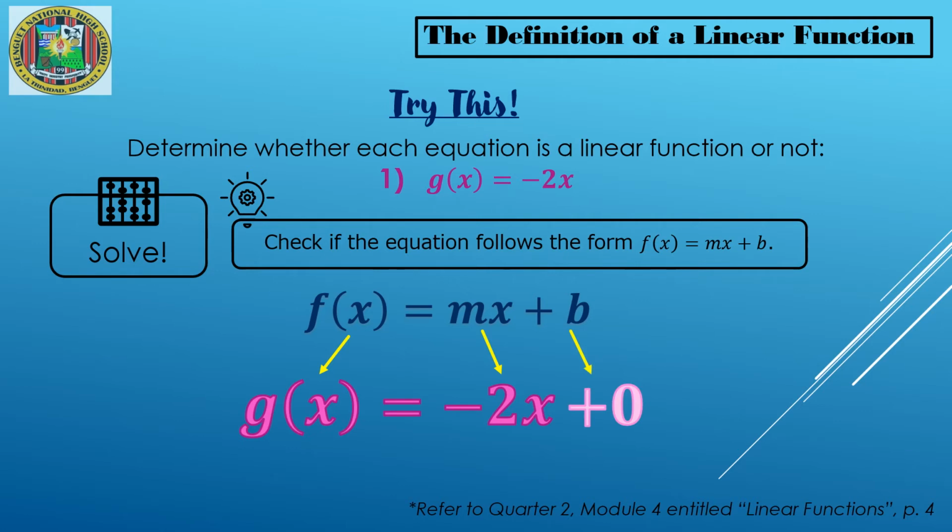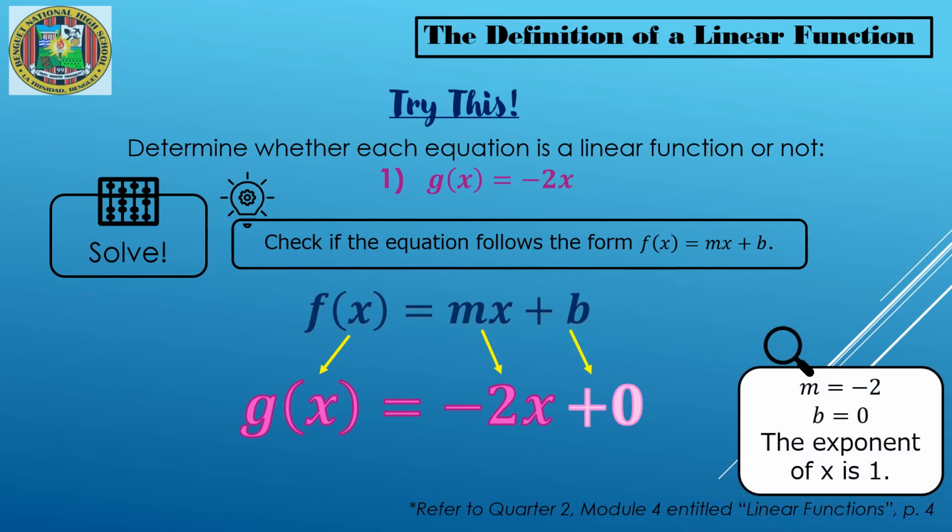Looking at the equation, we can conclude that since m, or the slope, is equal to -2, b, or the y-intercept, is 0, and the exponent of the variable x is 1, then the equation follows the form f(x) = mx + b.